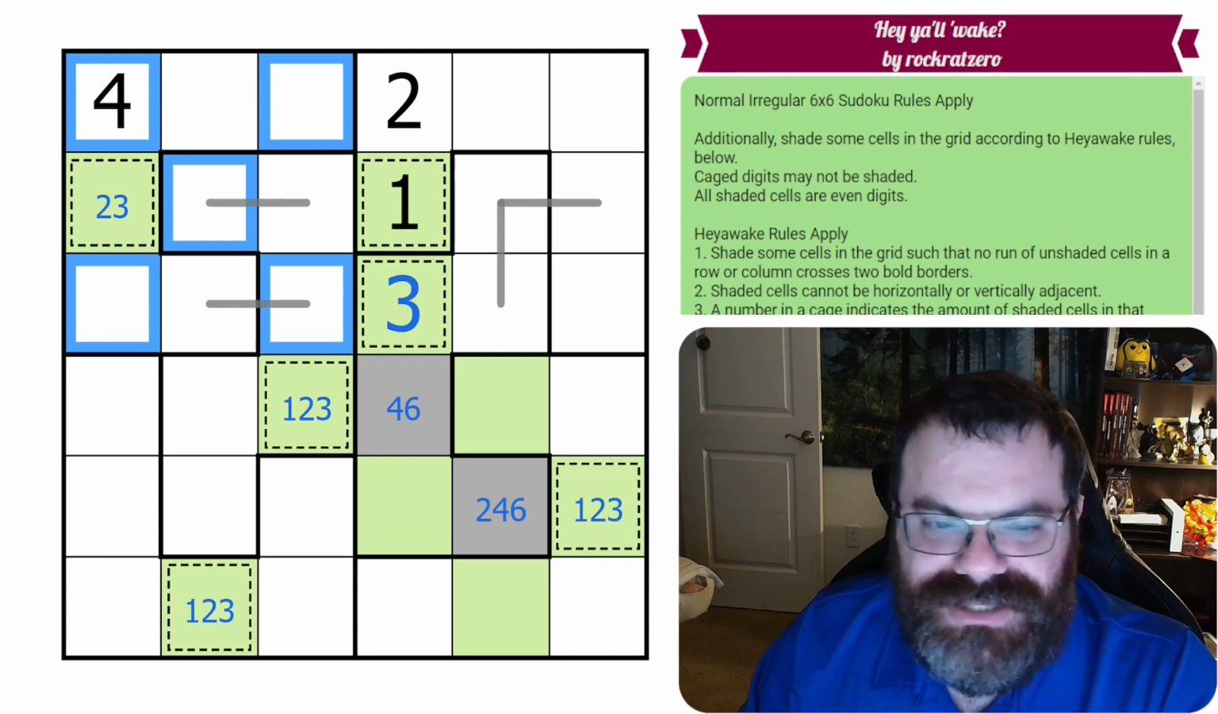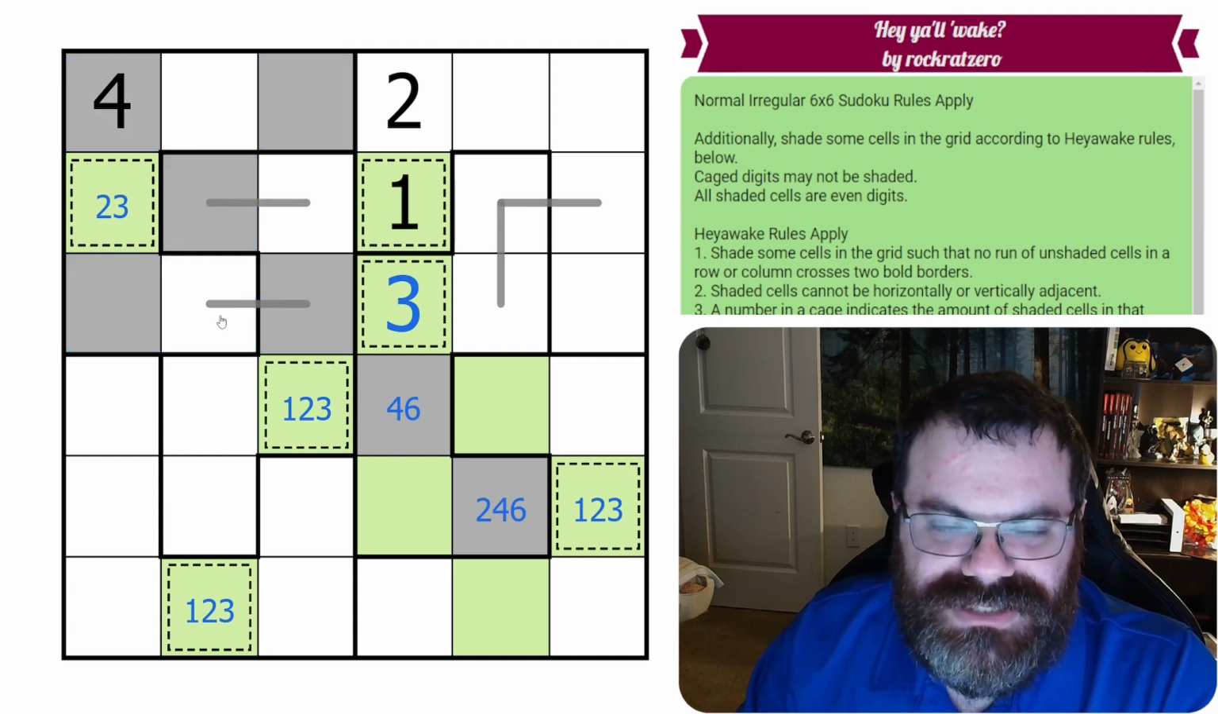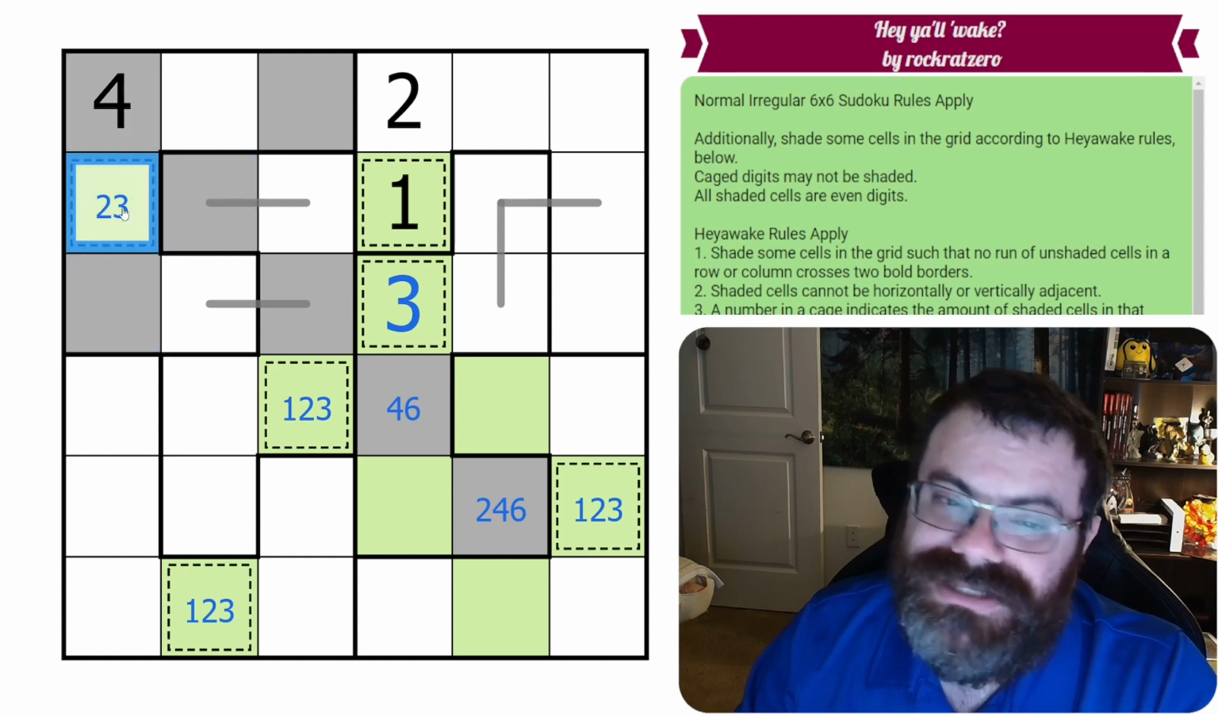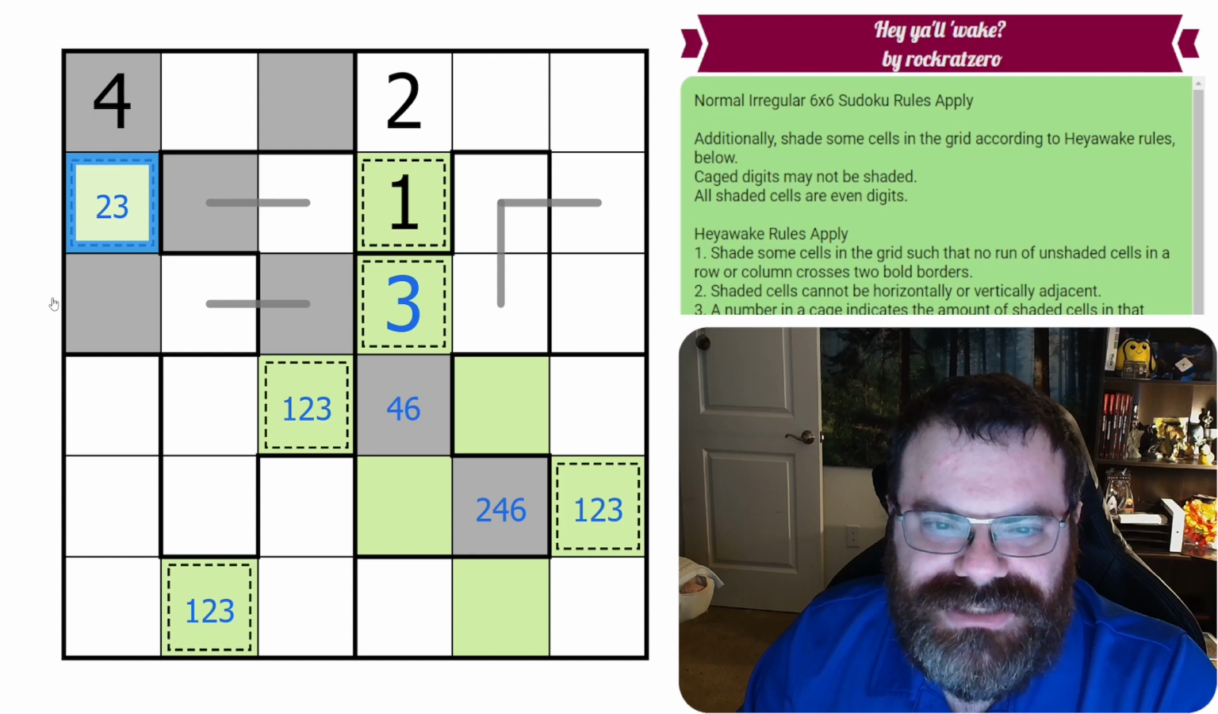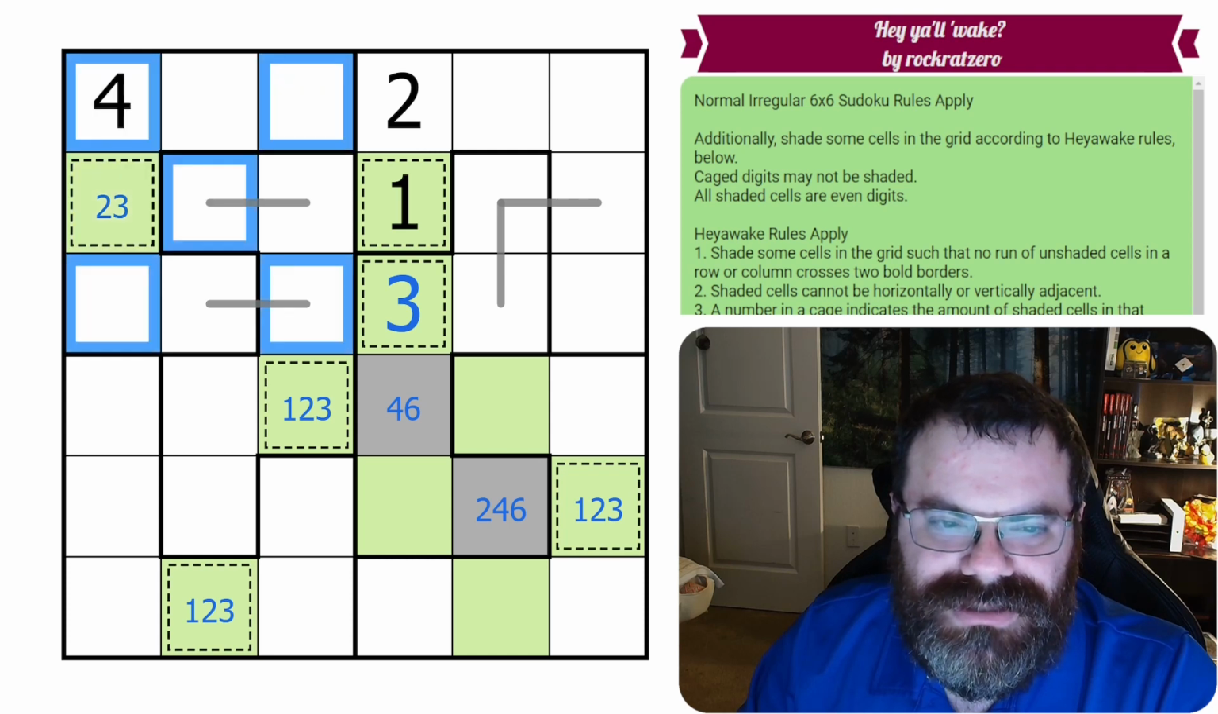So let me shade this just so you can see. This is a problem, because this unshaded cell would be completely surrounded. And like I said in the rules, you can't completely surround it. All the unshaded cells need to be orthogonally connected to each other. And this one's not getting out. And this was the only way this was going to end up a 3, right?